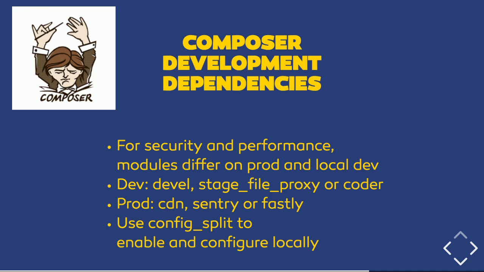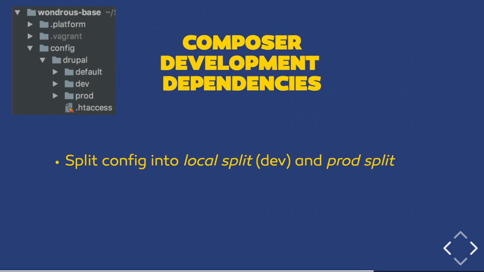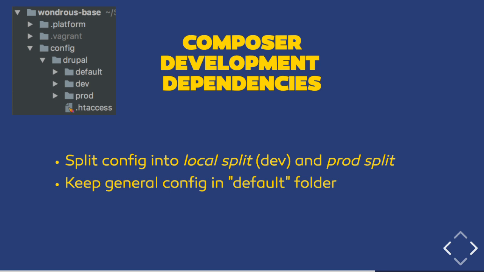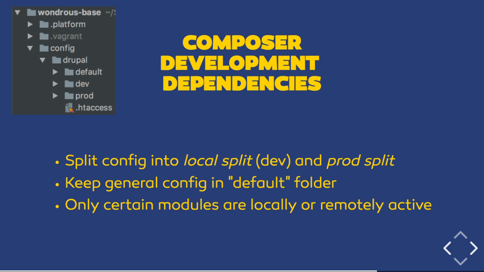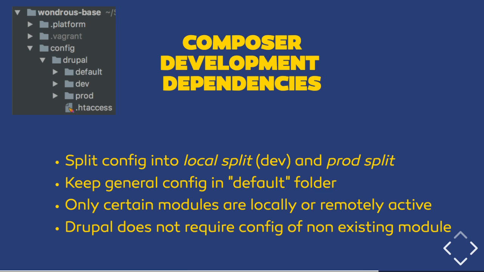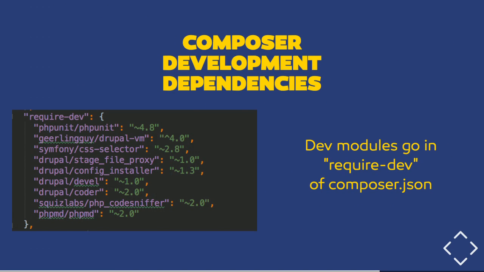In this case, config split comes in and allows you to enable and disable the configuration locally. As we just saw, we have our configuration folder. In this folder, we put our Drupal configuration. We have all our default configuration in there. And if we want to have something like dev or prod, we split this and keep the general configuration in a general folder, and only certain modules are put into those. Since Drupal does not need configuration of modules that are not there or not yet installed, it's also fine. And with Composer, it's fairly easy.